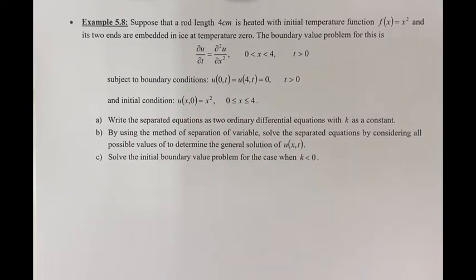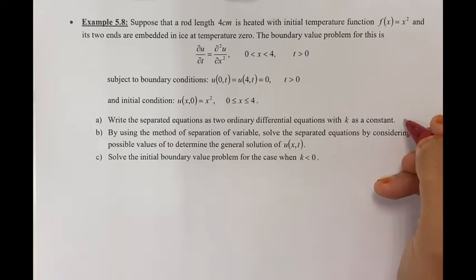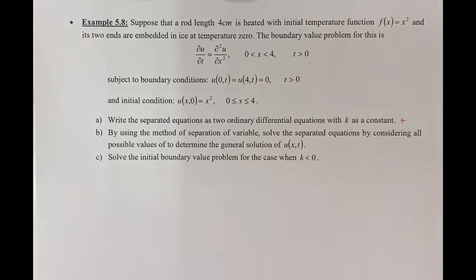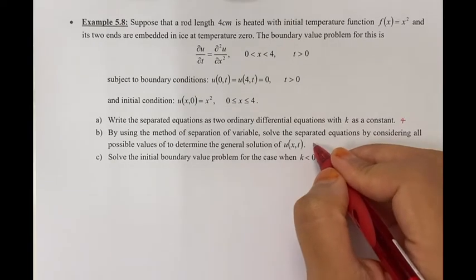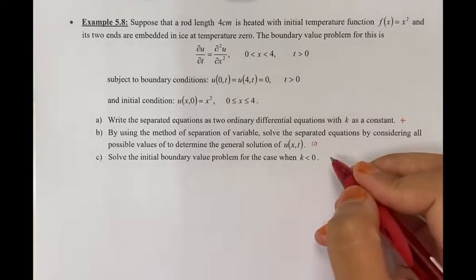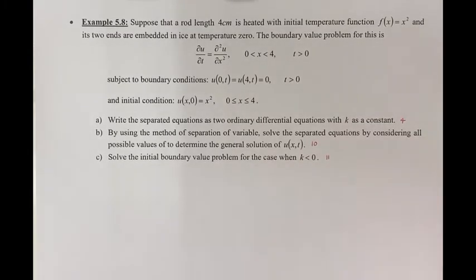In your final exam, you'll be asked these three sub-questions, okay? A, write the separated equation as two ordinary differential equations with K as a constant. For this one, you may have 4 marks. And then B, by using the method of separation of variables, solve the separated equations by considering all possible values to determine the general solution of U(X,T). For this, you have 10 marks. Another 11 marks is from the question sheet: you need to solve the initial boundary value problem for the case when K is less than 0.